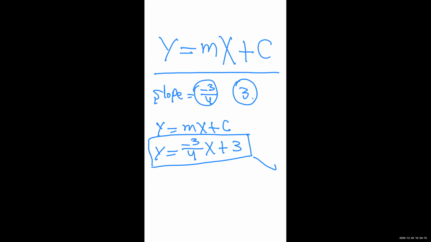One more like this. If the slope is equal to 2, and the intercepted part is 7, now find the equation. The equation now: y will equal 2x plus, just one second.